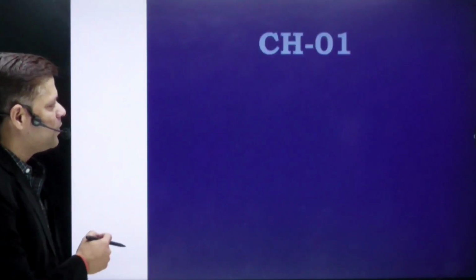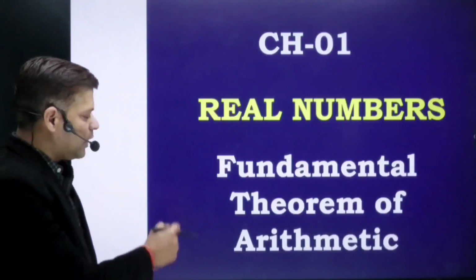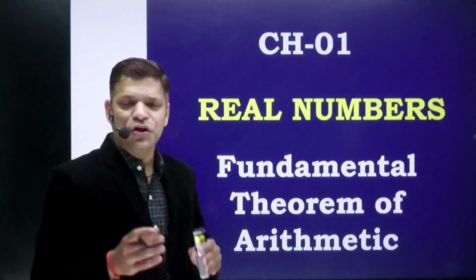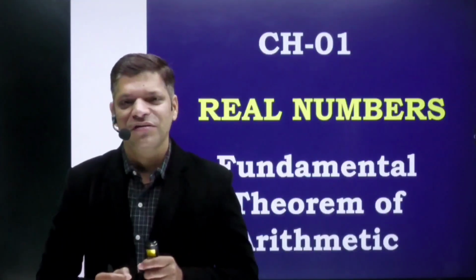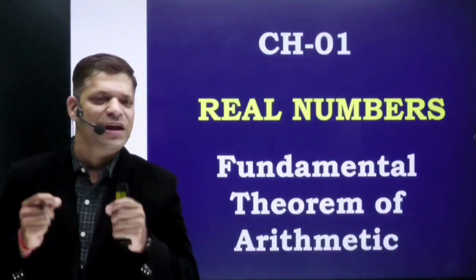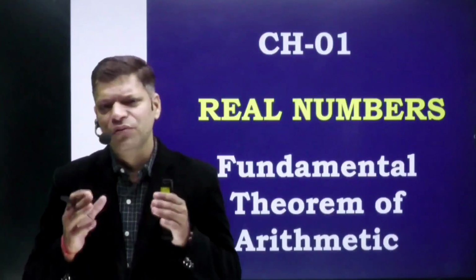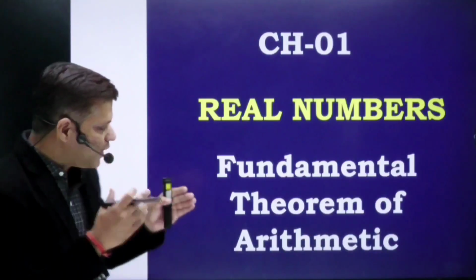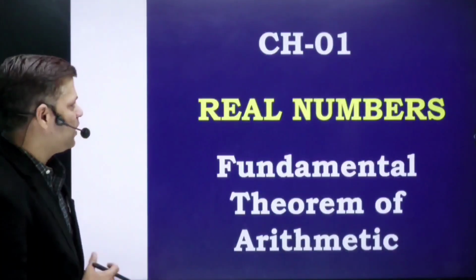The next topic is the Fundamental Theorem of Arithmetic. The next topic in chapter number 1, Real Numbers, we are going to start is the Fundamental Theorem of Arithmetic. In lecture 1, you understood the basic introduction of real numbers, what real numbers are and how they are connected with rational and irrational numbers. Now we use the basic concept of real numbers to understand the fundamental theorem of arithmetic. So let me start.